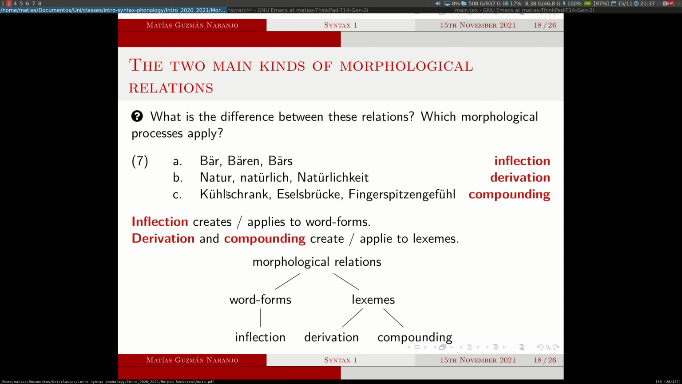Usually this is how we organize these types of morphological relations. Inflection changes or produces word forms from a lexeme, and operations that apply to lexemes are derivation and compounding. And we usually call this here word formation and this inflection. So sometimes people talk about word formation differently, but the most common way of thinking about it is that word formation are these two processes, derivation and compounding.